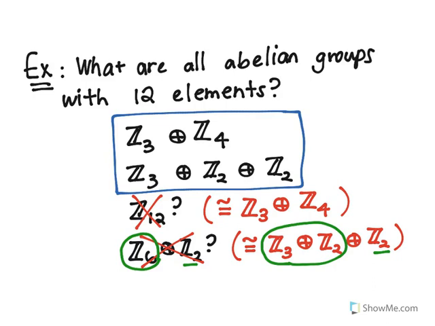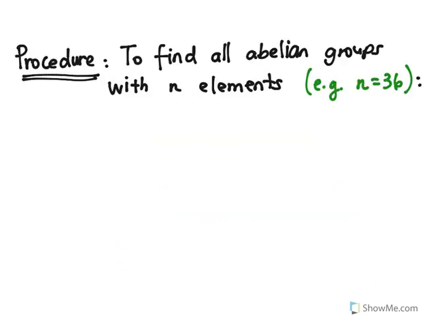So extrapolating from these two examples, I can now tell you a general procedure for finding all of the abelian groups of a given size. Here it is. I'll tell you the procedure to find all abelian groups with n elements, and as I go, I'm going to illustrate each step in the procedure in the specific case where n equals 36, just to give you a sense of how each of these steps goes.